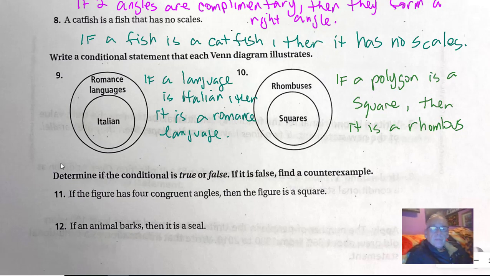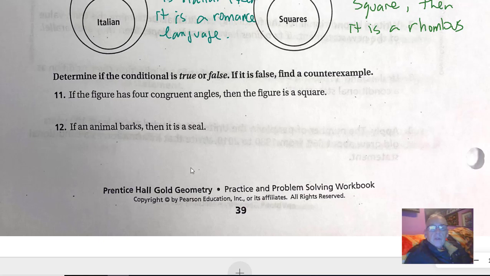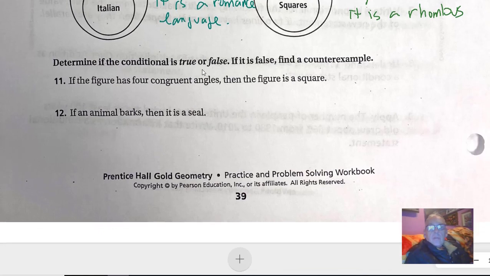Okay, now we want to determine if these conditionals are true or false. We could do a truth table, but basically we look for a counterexample where the if part is true, yet the then part doesn't necessarily have to be true. So if a figure has 4 congruent angles, then the figure is a square. It doesn't say that it's a 4-sided figure, so I'm thinking, can I draw something with 4 right angles?